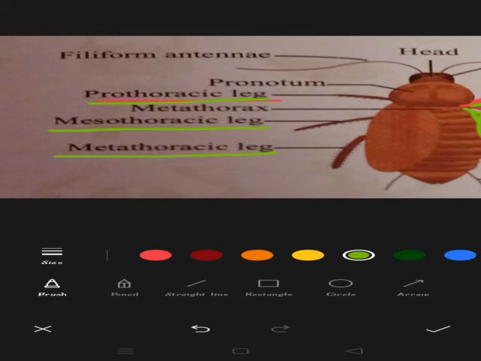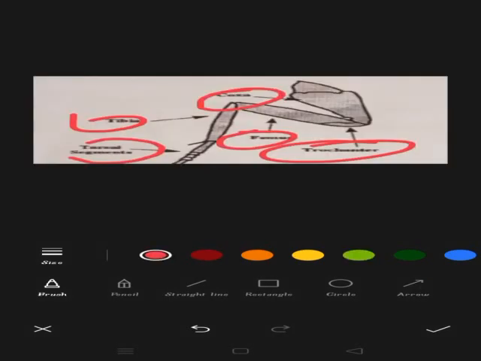So I will zoom in on the legs of the cockroach. We will see the segments. I have already underlined coxa, femur, trochanter, tibia, and tarsus, which consists of five jointed tarsomeres.